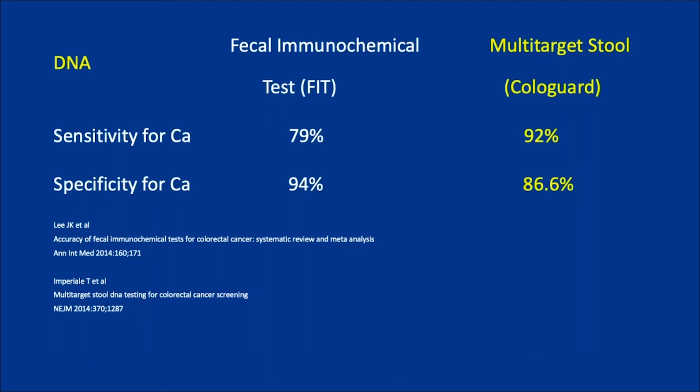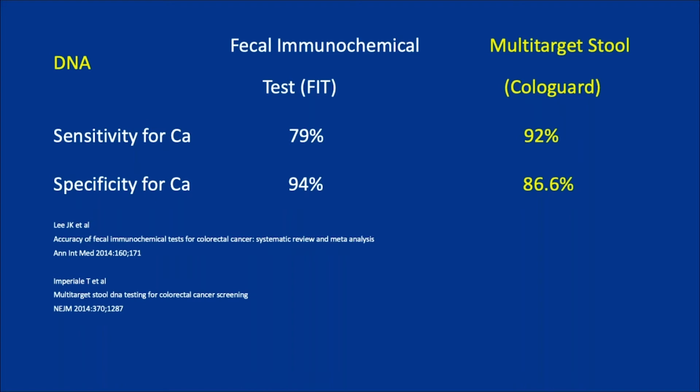So let's look at this. When we're looking at the fecal immunochemical testing, which is pretty much the standard that many folks are using out there, the sensitivity for cancer detection is 79%, specificity 94%. And when we're looking at the Cologuard testing, as we see on the right in the yellow, we see that the sensitivity is much higher, but the specificity is lower.